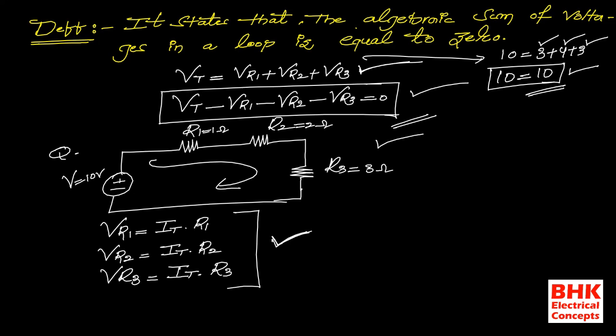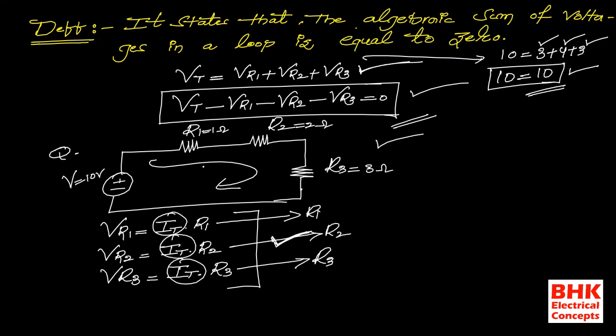Like this we need to verify Kirchhoff's voltage law. Now by using these three expressions, we can find the voltage drop across R1, R2, and R3. But in order to find this voltage drop, first we need to find the value of the total current flowing in the network. How to find it? By using the concept of Ohm's law. The total current is equal to the total voltage divided by the total resistance in the network.